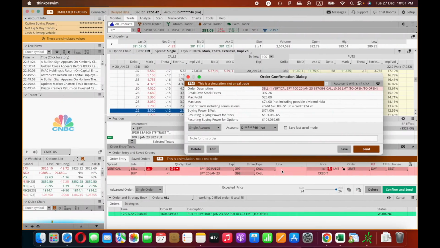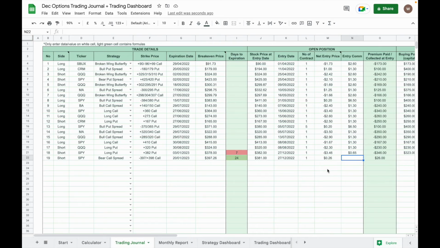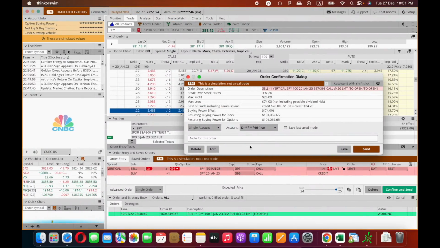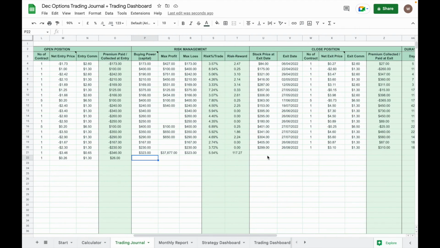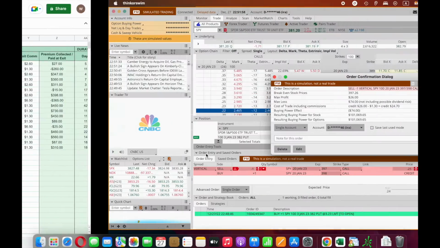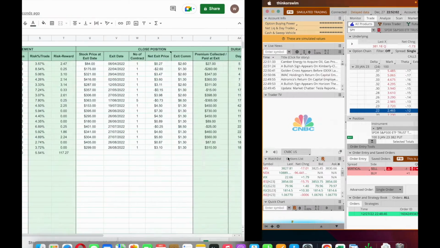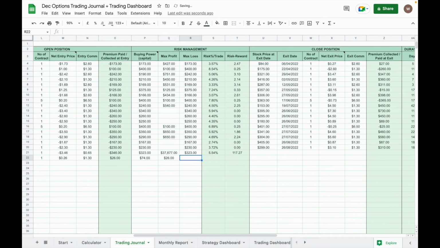And then my entry commission is $1.30. My buying power is $74. My max profit is 26, and my max loss is $74. After I key in the maximum profit and maximum loss, it will show me the percentage of risk per trade and my risk to reward ratio.